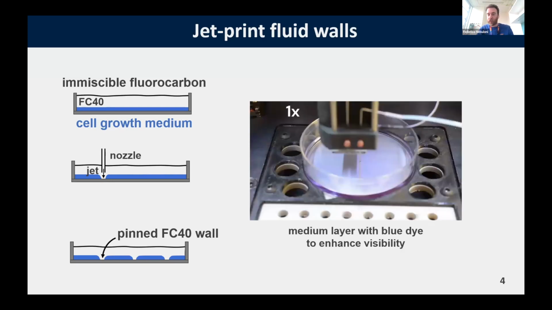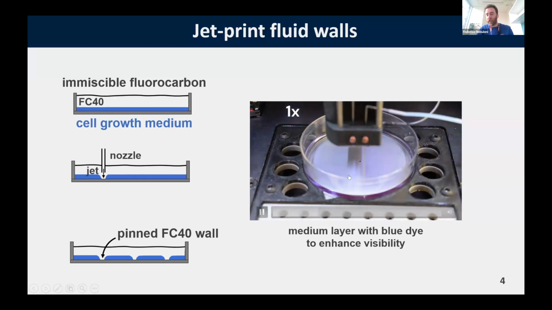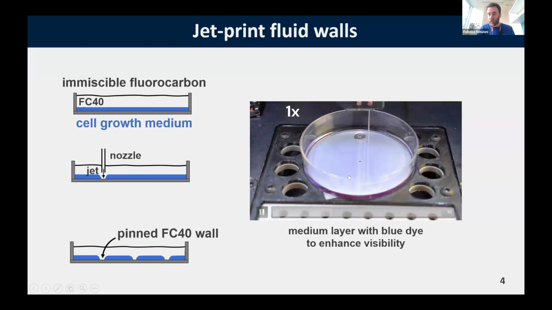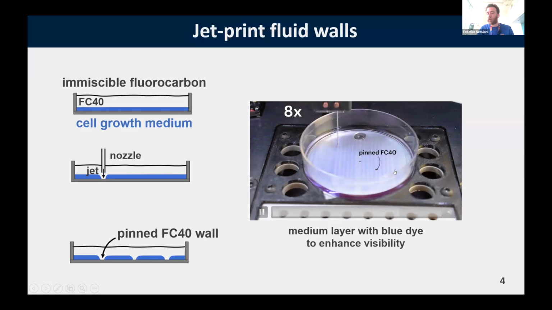Here's a video that shows exactly what I just described to you. We can see the traverse moving a nozzle up and down. The medium layer is stained with blue dye just to enhance the visibility. And this helps us visualize that where the jet has passed, it is leaving a white trace behind it. And that is the FC40 that is pinned to the bottom of the dish.